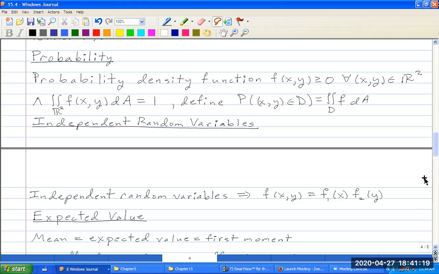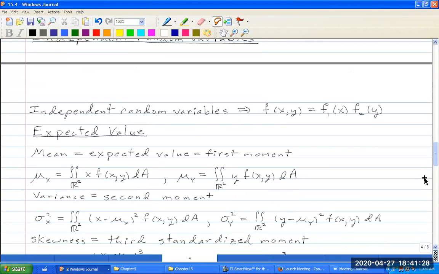In other words, if the probability of x and y is the same as the probability of x times the probability of y. Expected value. The mean, sometimes called the expected value, is the first moment. And so the mean with respect to the random variable x is just the double integral of x times f. The mean with respect to the random variable y is just the integral of y times f.